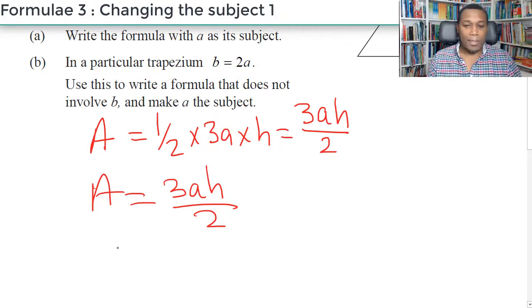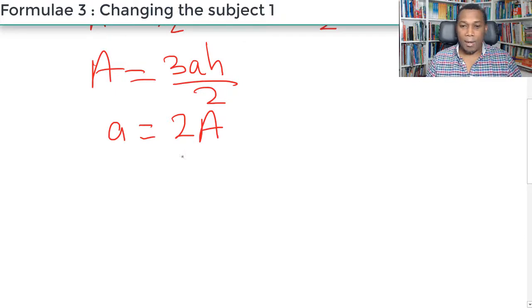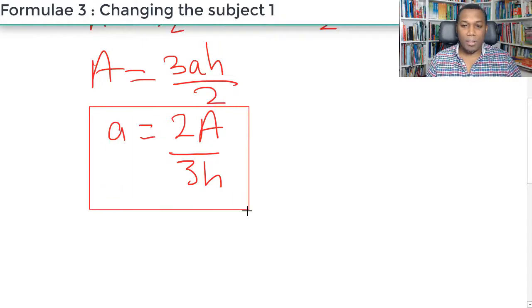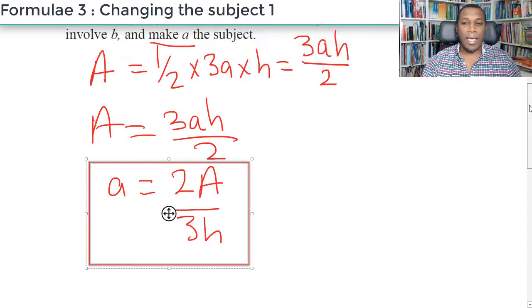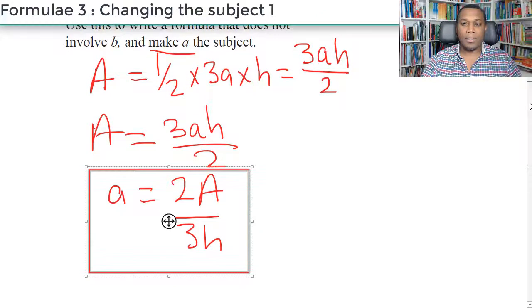In this particular case, you were asked to make small a the subject. So your final answer is a is 2A on 3H. That is the answer you should have had as your final answer, and I've given you that, it's visible there. Okay, right. So that's the solution.